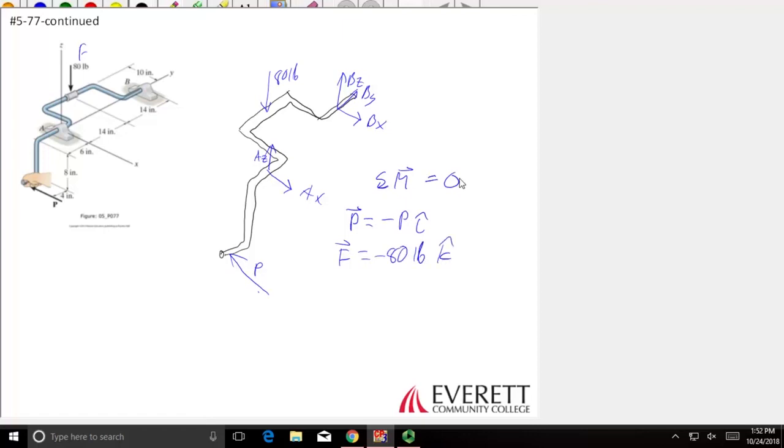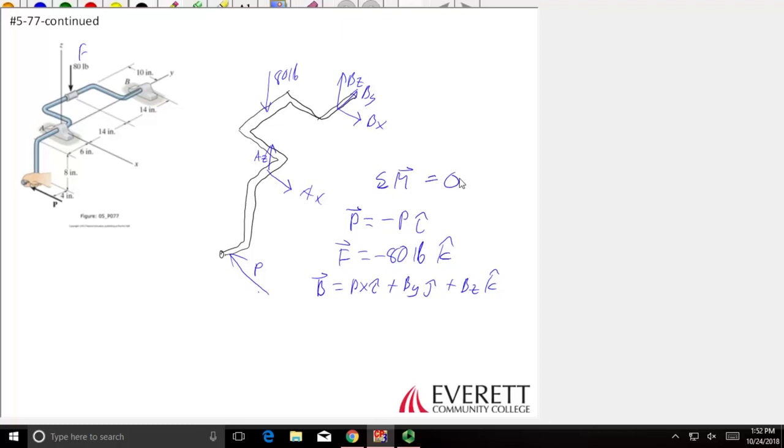Now for B, I'll just say that B as a vector is going to be equal to Bx i plus By j plus Bz k. Okay. So then I'm going to go ahead and find the moment about point A of all three of those forces. So let's start with P first.